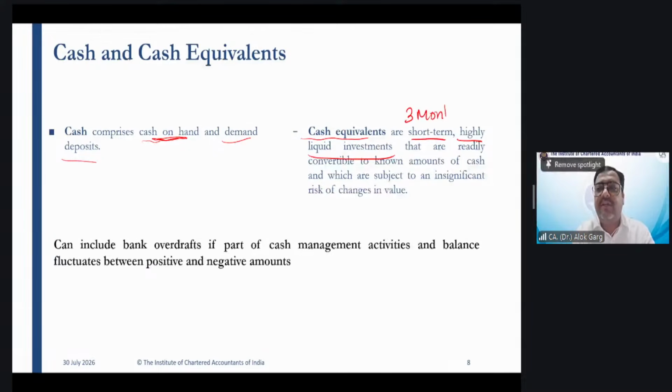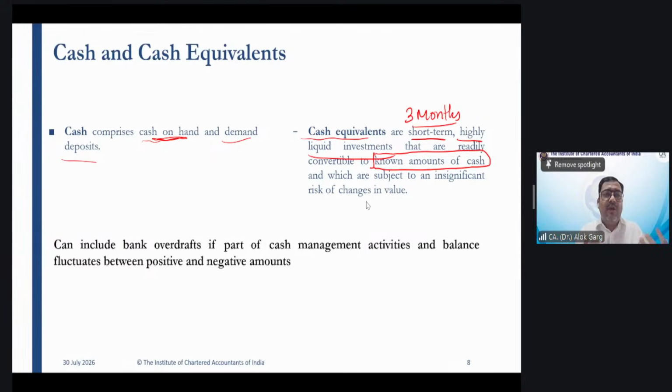Which can be converted into cash within 3 months. Short-term highly liquid investments that are readily convertible to a known amount of cash. Very, very important. That are readily convertible into the known amount of cash. Known amount of cash. Right.